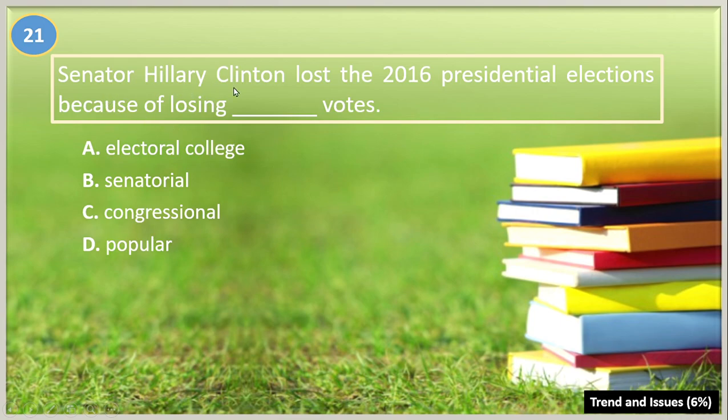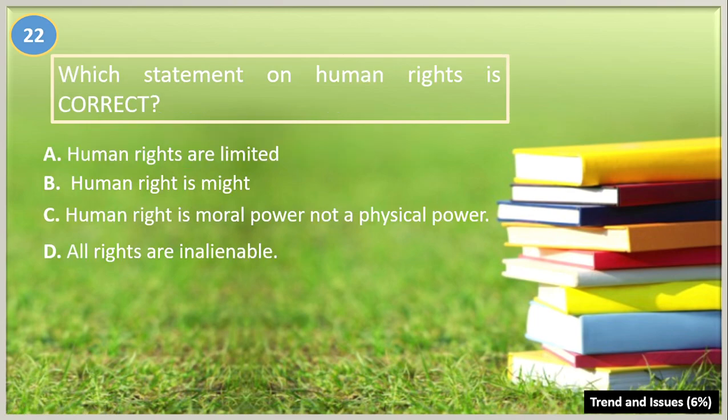21. Senator Hillary Clinton lost the 2016 presidential elections because of losing blank votes. A. Electoral College. B. Senatorial. C. Congressional. And D. Popular. The answer is letter A, electoral votes. So Senator Hillary Clinton lost the 2016 presidential elections because of losing electoral college votes.